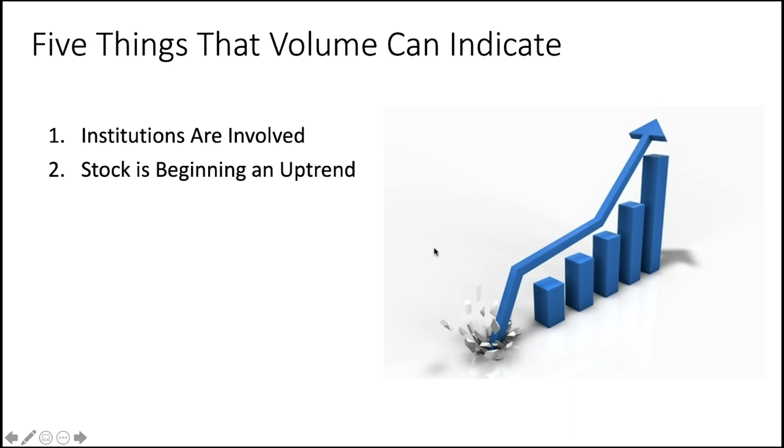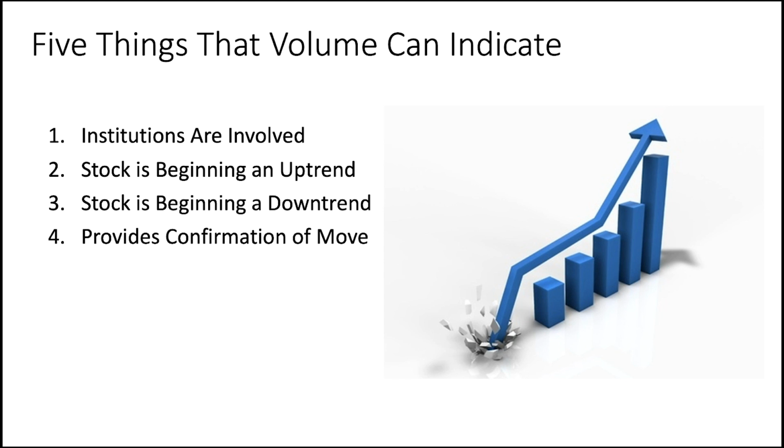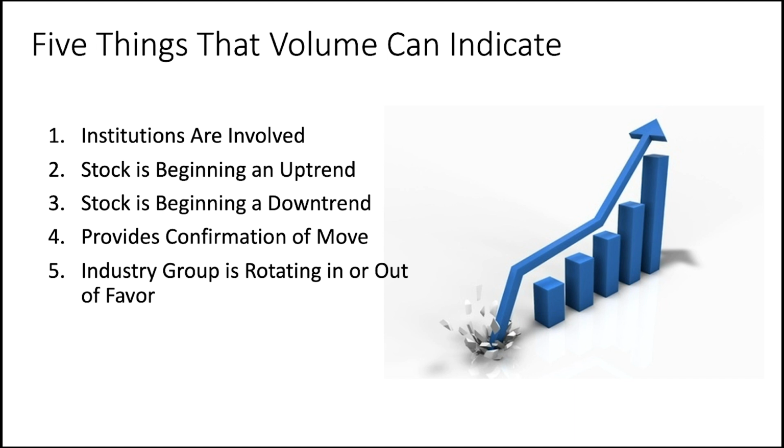You're going to want to use the chart, of course, with that. We're going to look at an example or two of that. Or that high volume can very easily indicate that the stock is beginning a downtrend. Volume can also provide what I call confirmation of a move. It's telling you that institutions are in there, and I will share an example there. Also, volume can be used not only with individual stock charts, but also with industry groups. It can help you identify groups that are rotating in or out of favor.